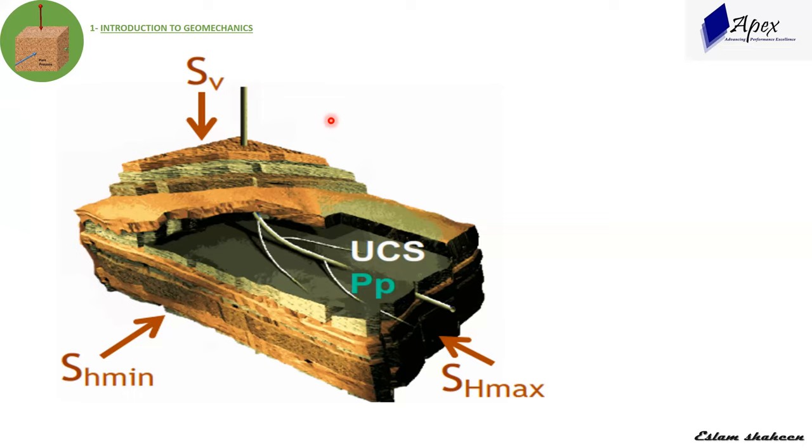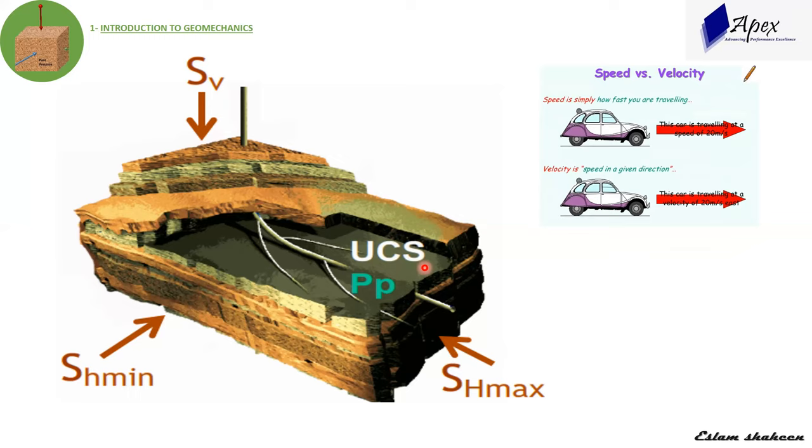For UCS and PP, UCS is called the unconfined compressive strength, and we are going to get into what is meant by UCS. PP is the pore pressure, the pressure exerted by the fluid found in the pores of the rock. So the UCS and the pore pressure are also stresses that counteract the horizontal stresses, but they do not have any direction. They act in all directions, so they are called scalar quantities. This is a diagram that demonstrates the difference between speed and velocity as a scalar quantity and a vector quantity.